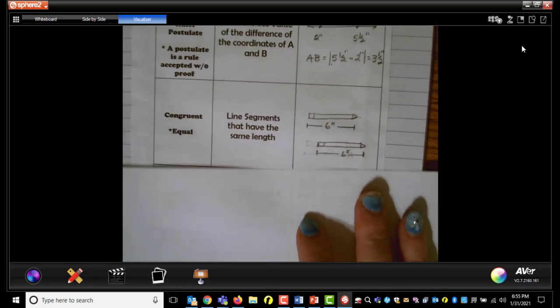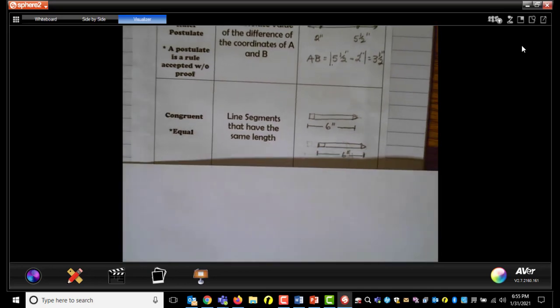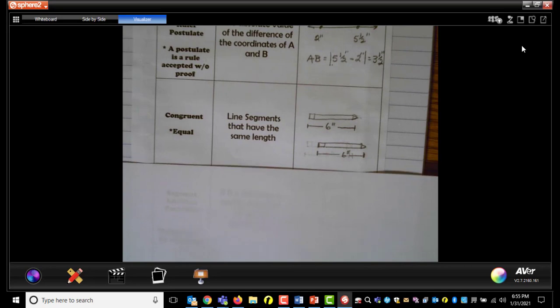All right, the next thing we're going to talk about is the word congruent. We're going to use that quite a bit in the future here. Congruent just really means equal, or segments that have the same length. All I did here is draw two pencils, indicating that they are both 6 inches long. Hopefully you're a little bit better at drawing what a pencil looks like than I am. So it's just two segments with the same length.